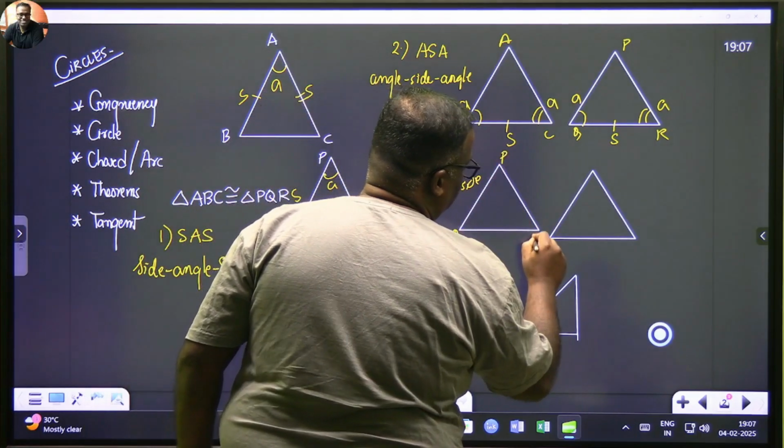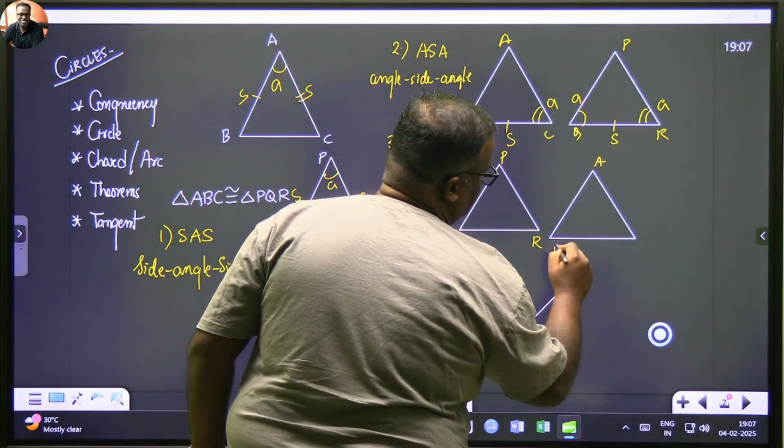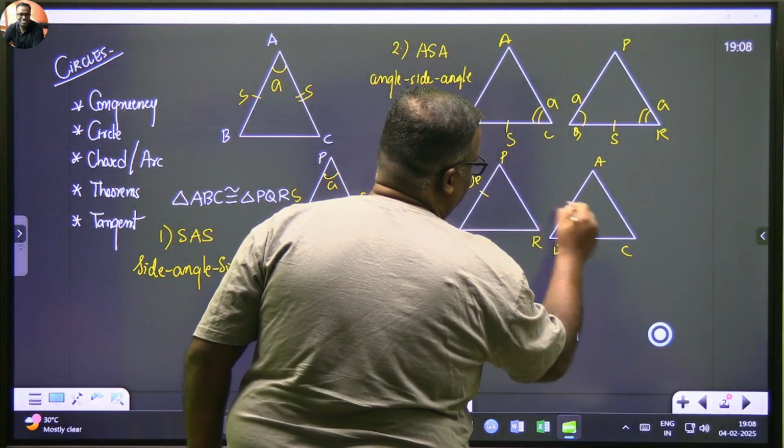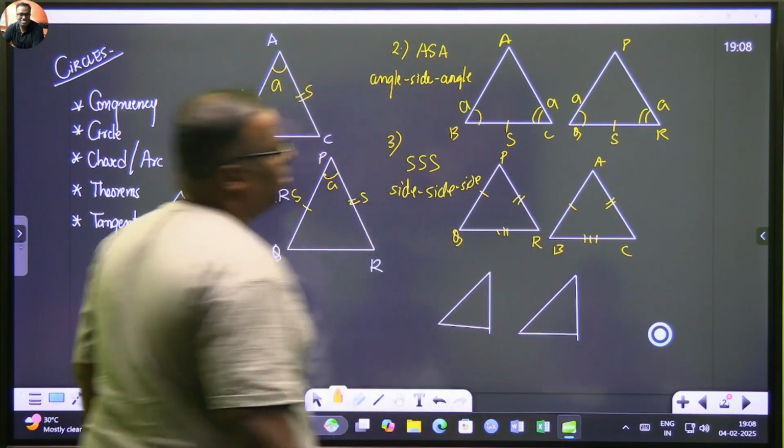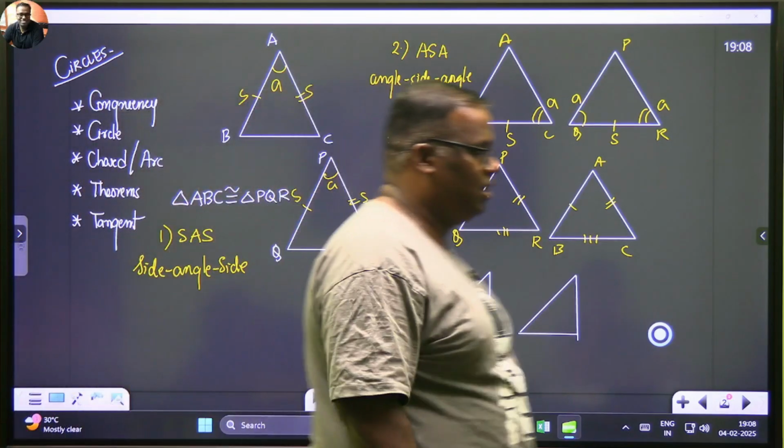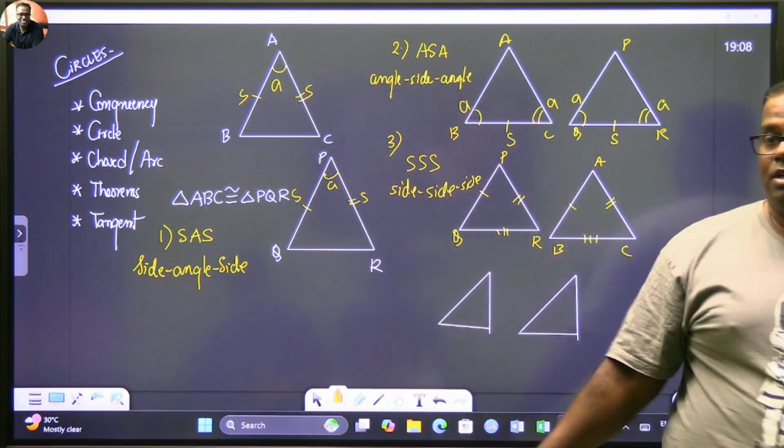Understood? PQR, ABC. But it can be a scalene triangle also. We have 5 actually. One more is there. One more criterion will be there. Is this done?